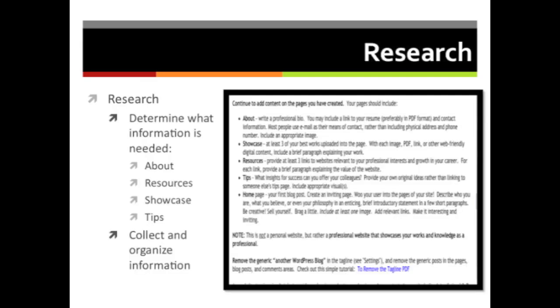The second step of the PSA is to research. This is when you conduct research and obtain information. First, I determined what information was necessary for our specific assignment, which was about, resources, showcase, and tips. This is when referring to a rubric or any set of guidelines that you have is very helpful. Next, I needed to collect and organize the information that was required. And finally, I explored other dancers' websites to get an idea of what types of things work and which do not.